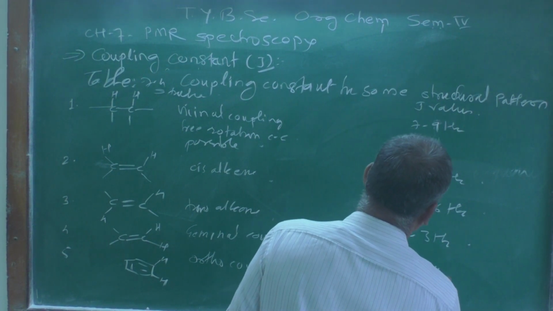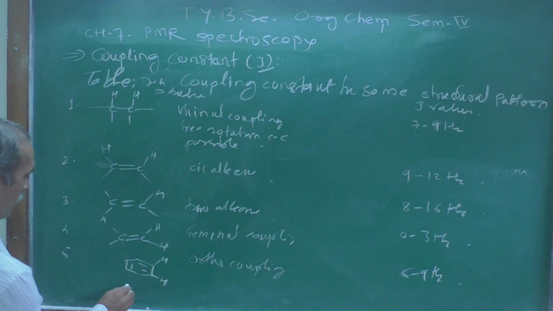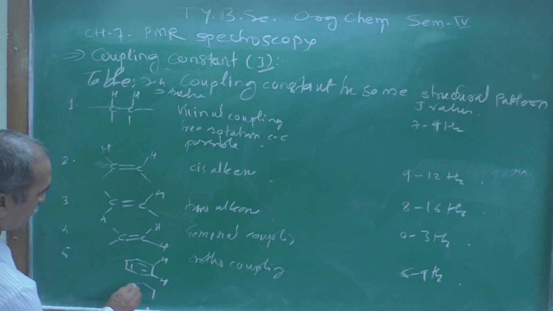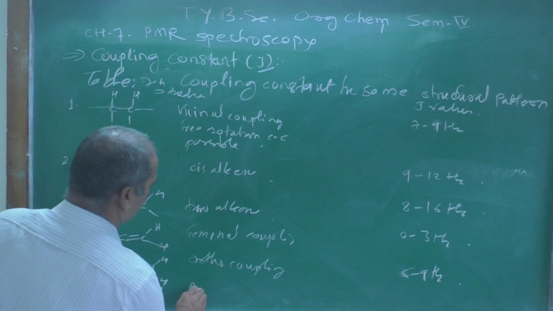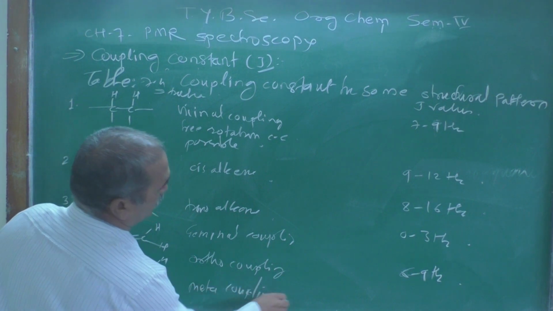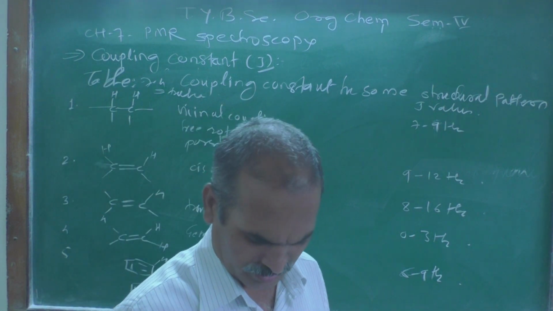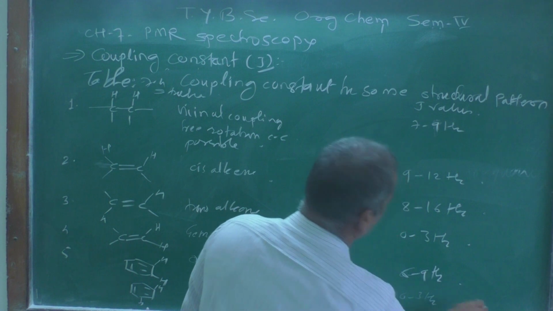6 to 9 hertz. If there is another aromatic compound, with one hydrogen atom here and meta coupling, it is known as a meta coupling, and meta coupling is found to be 0 to 3 hertz.